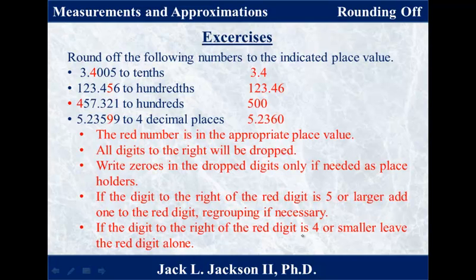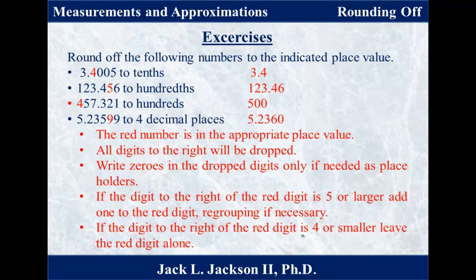Okay, the first one was tenths. So notice I want to take 3.4005 and round to tenths. I need to highlight the tenths place. Now remember, to the right of the decimal it's tenths, hundredths, thousandths, ten-thousandths, and so forth. So the tenths place is the 4. I highlight that, I turned it red here. And then we want to look at the digit to the right of that, which is a 0. Since it's 4 or less, we just drop it and leave it 3.4.